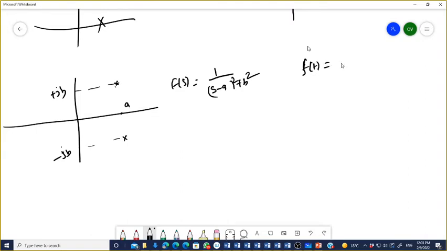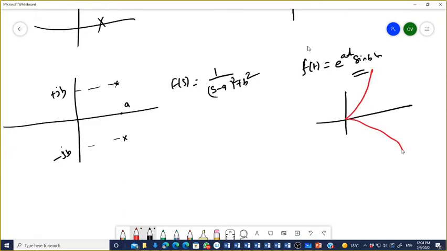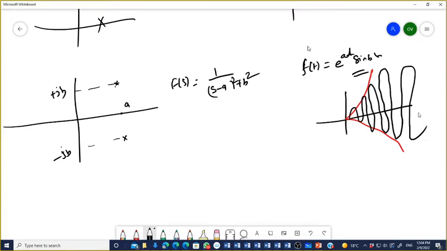f(t) is equal to e to the power at times sin(bt), a sine-type function is coming, and bt. Right? So what will happen here? It will blow up, because e to the power at is like this and sin bt is like this, and again the system is stable or unstable? Unstable.